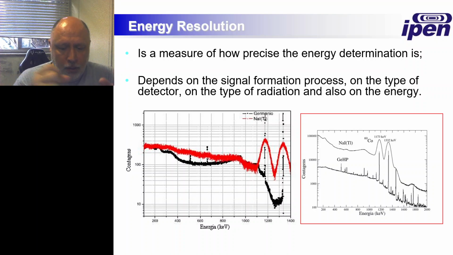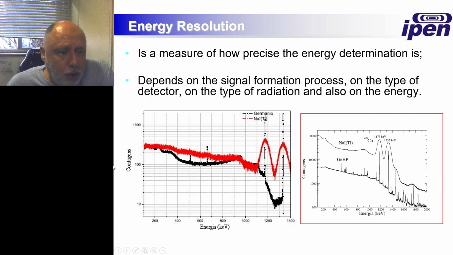So the other thing we talked about, energy resolution, is a measure of how precise the determination of energy is. It will depend on the way the signal is formed, on the type of the detector, on the type of the radiation, and also on the energy, right? Because at larger energies you usually have worse resolution.